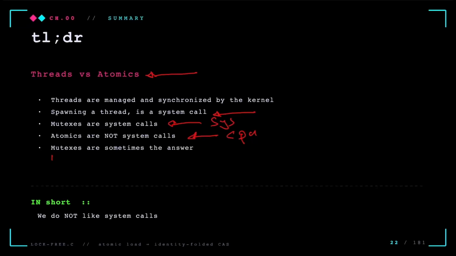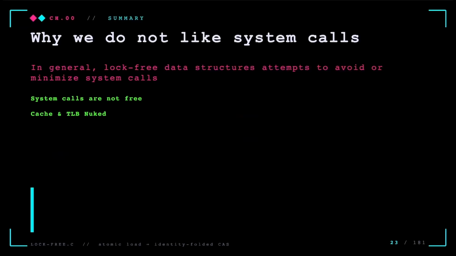And mutexes, as we have seen in our demo, are sometimes the answer. It depends on the problem at hand. In general, as a rule of thumb, the motivation behind lock-free data structures and algorithms is that we do not like system calls. We have also seen in the demo how much time the lock version spends in the kernel. So why don't we like system calls? Lock-free data structures attempt to avoid or minimize system calls as much as possible.